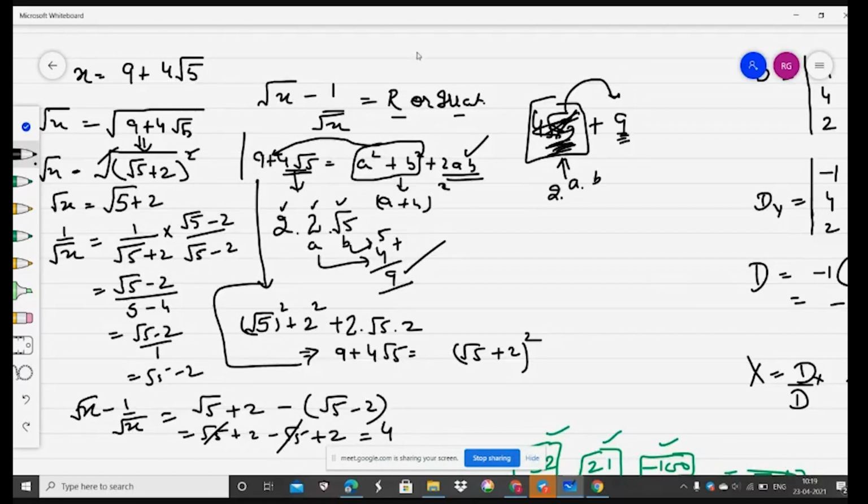Now we just have to see whether it is rational or irrational. This belongs to the set of rational numbers, the set Q. It means its answer is rational.